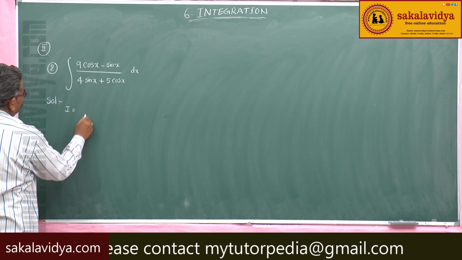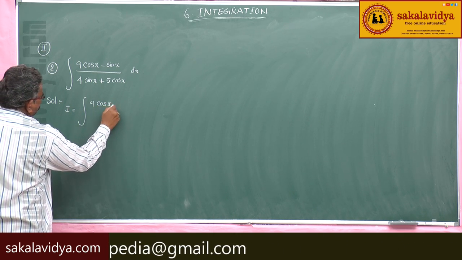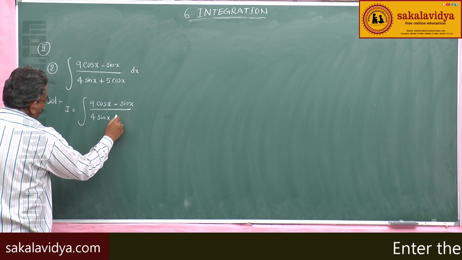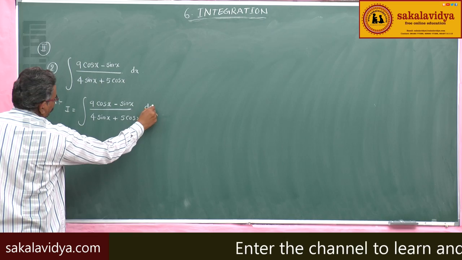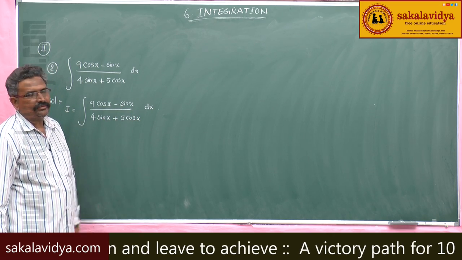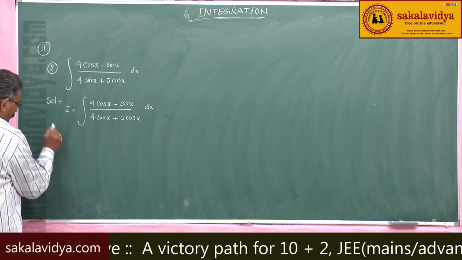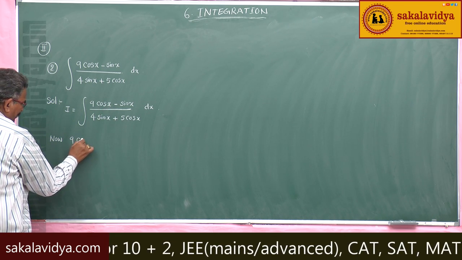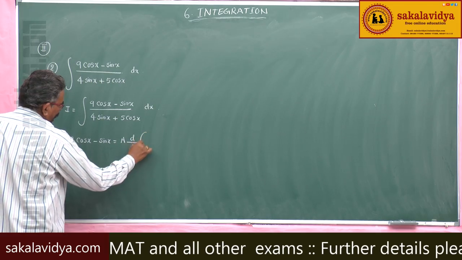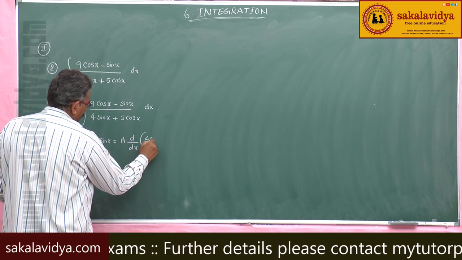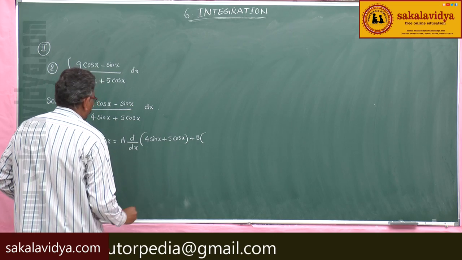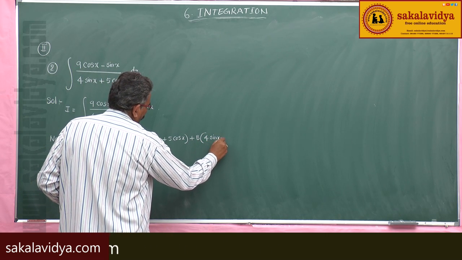I is equal to integral (9 cos x minus sin x) by (4 sin x plus 5 cos x) dx. This is of the form (a cos x plus b sin x) by (c cos x plus d sin x) dx. So now here numerator 9 cos x minus sin x is equal to a into d by dx of the denominator, that is 4 sin x plus 5 cos x, plus b times the denominator, that is 4 sin x plus 5 cos x.